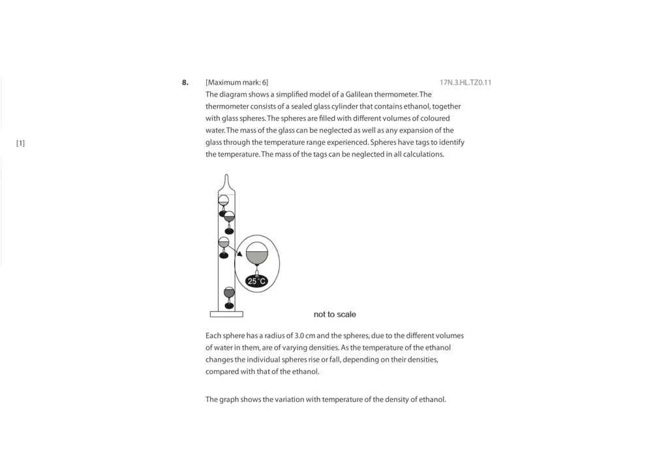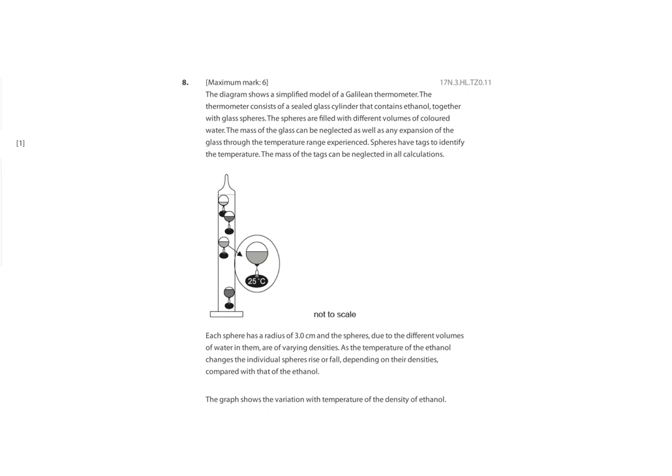And we have a Galileo thermometer. We saw that in class the other day. So let's see. The diagram shows a simplified model of a Galilean thermometer. The thermometer consists of a sealed glass cylinder, which contains ethanol together with glass spheres. Each sphere is filled with different volumes of colored water. The mass of the glass can be neglected, as well as any expansion of the glass through the temperature range experienced. Spheres have tags to identify the temperature. The mass of the tags can be neglected in the calculations. So it's really just the weight of the water.